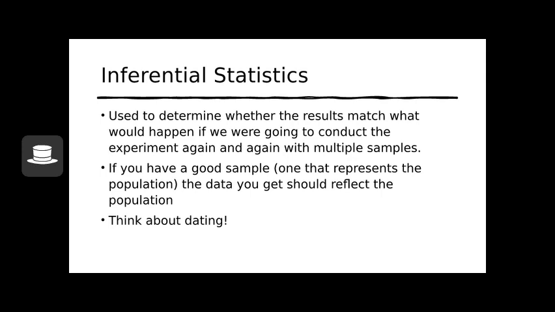So from your initial sample, you're going to make assumptions about the population, but a bad sample can throw off your assumptions. So we have different things that we do to make sure that the information that we get from our sample is as reflective of the population as possible.